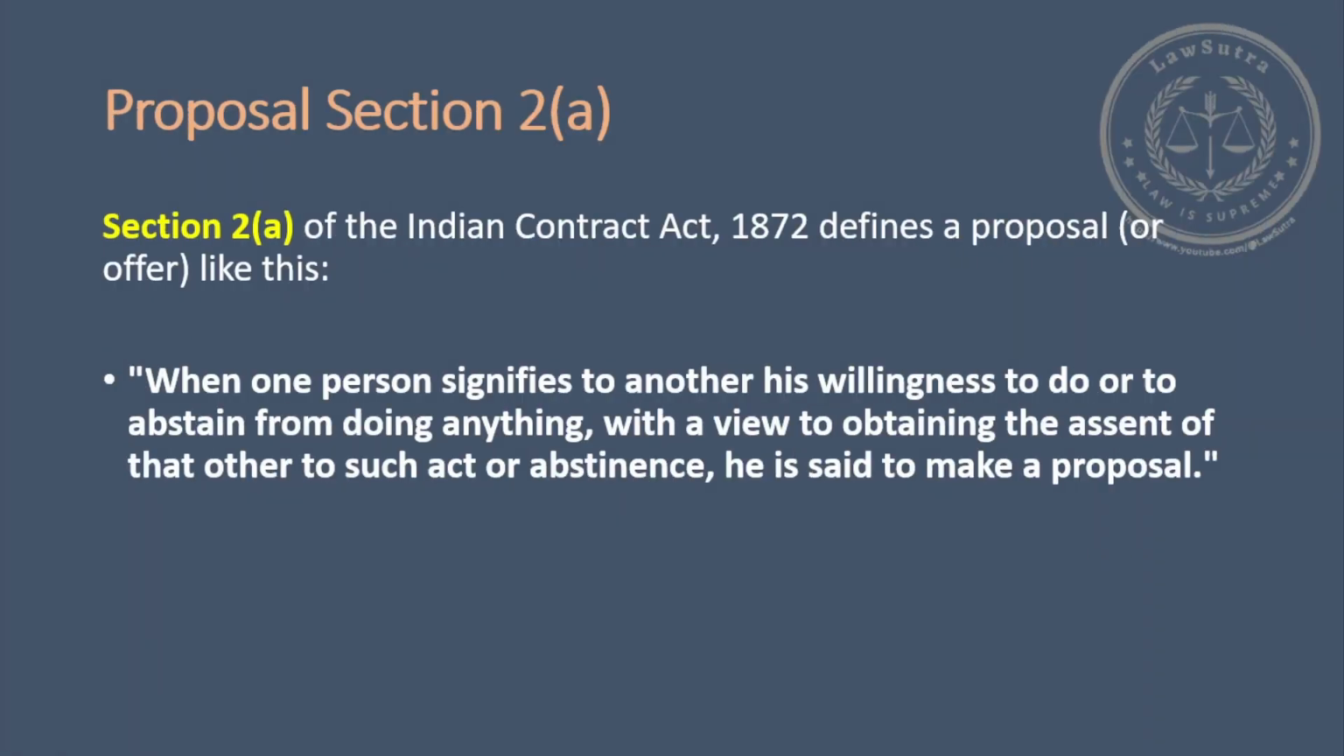Our first definition is about the proposal, Section 2(a). Section 2(a) of the Indian Contract Act 1872 defines a proposal or offer like this: when one person signifies to another his willingness to do or to abstain from doing anything with a view to obtaining the assent of that other to such act or abstinence, he is said to make a proposal.